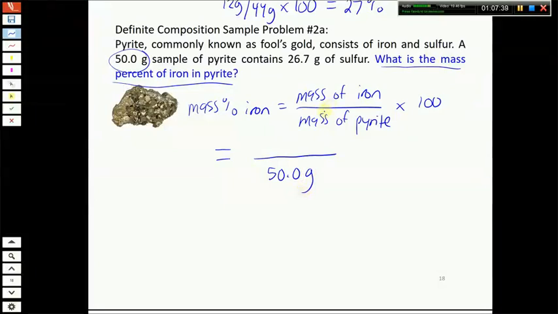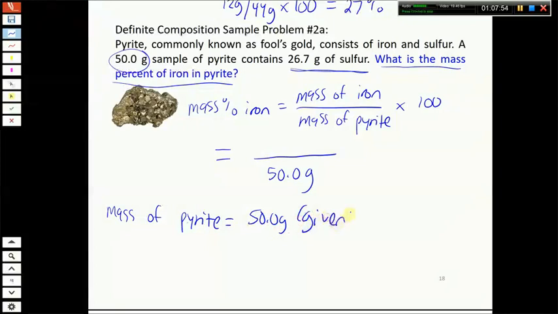But we need to figure out how much iron is there, and that's not given to us directly in the problem. The problem instead gives us the mass of sulfur. So keeping track of what we have and what we need, the mass of pyrite is given to us as 50 grams. Then we remember from the law of conservation of mass that if we have two elements combined to make a compound, the sum of those two has to equal the mass of the compound. So we don't have the mass of iron directly, but we know that if we have the mass of the two together, that has to equal that total mass of compound, which is 50 grams.